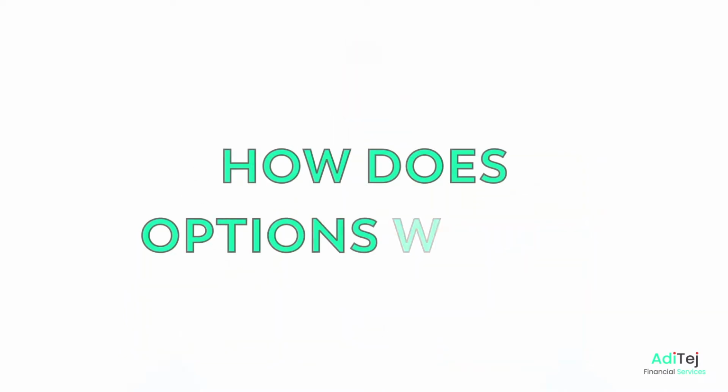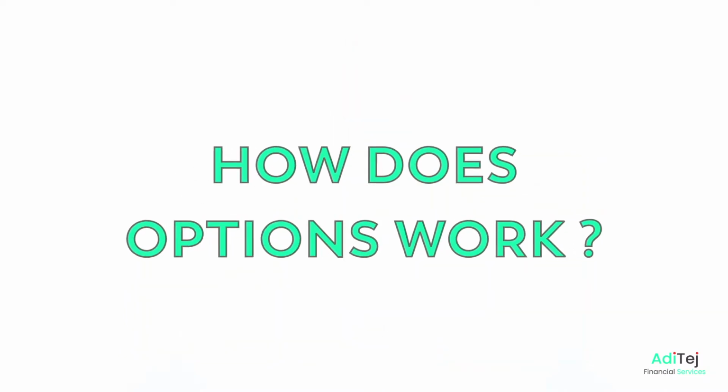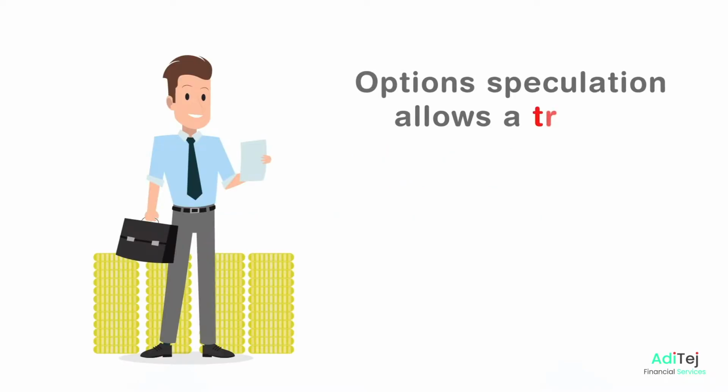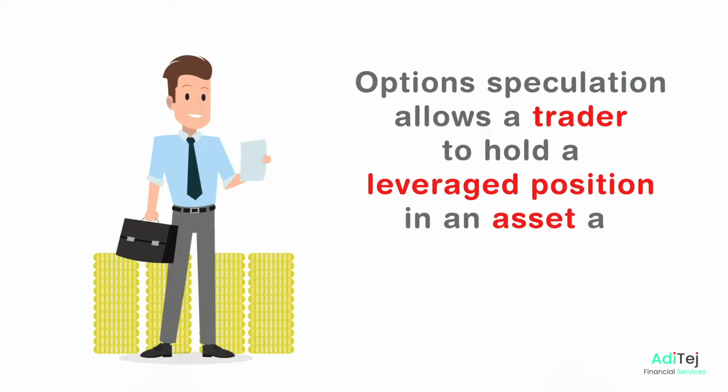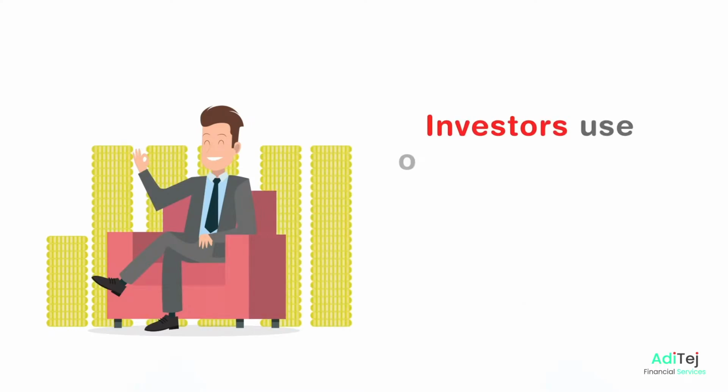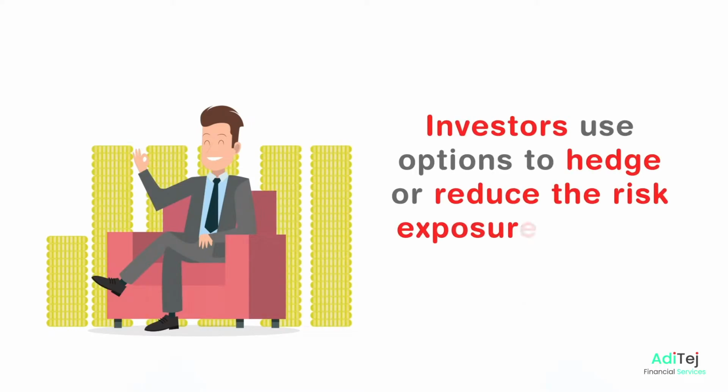Traders and investors buy and sell options for several reasons. Option speculation allows a trader to hold a leveraged position in an asset at a lower cost than buying a share of the asset. Investors use options to hedge, or to reduce the risk exposure of their portfolio.